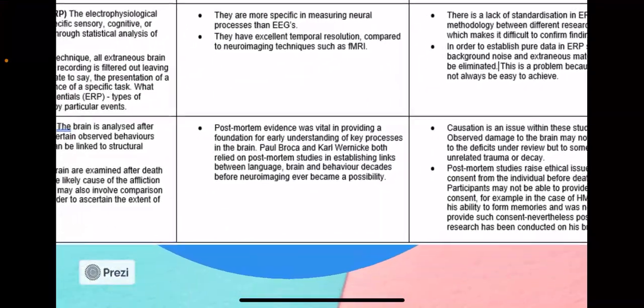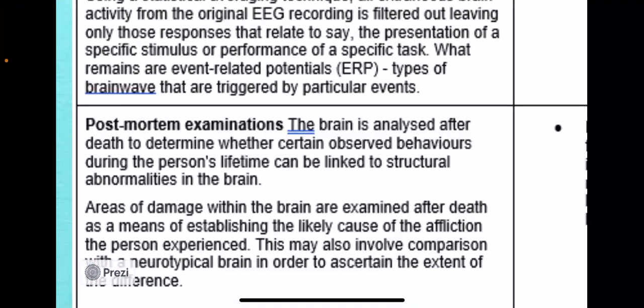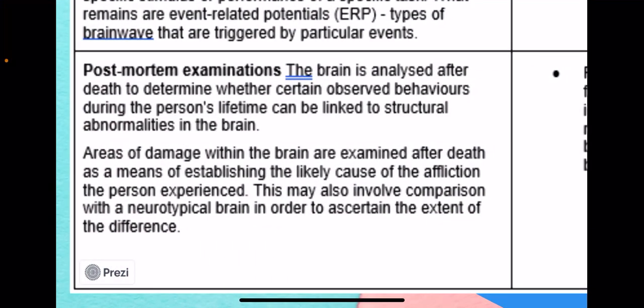And our final method, we have post-mortem examinations. The brain is analysed after death to determine whether certain observed behaviours during the person's lifetime can be linked to structural abnormalities in the brain. Areas of damage within the brain are examined after death as a means of establishing the likely cause of the affliction the person experienced. This may also involve comparison with a neurotypical brain in order to ascertain the extent of the difference.